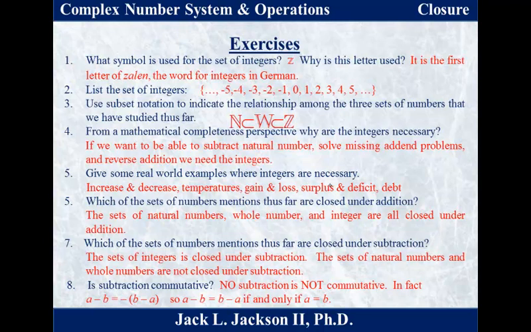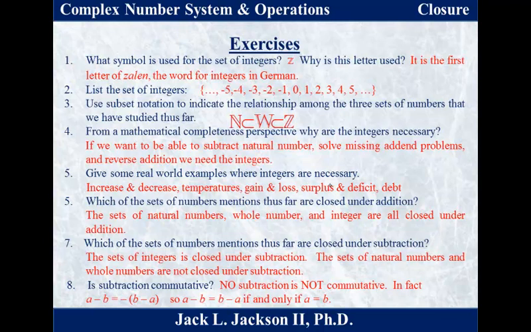You start with two whole numbers and add, you get a whole number. You start with two integers and add, you get an integer. Which of the sets of numbers mentioned thus far are closed under subtraction? Well, only the set of integers is closed under subtraction, the ones we've talked about. If you subtract two integers, you do get an integer.